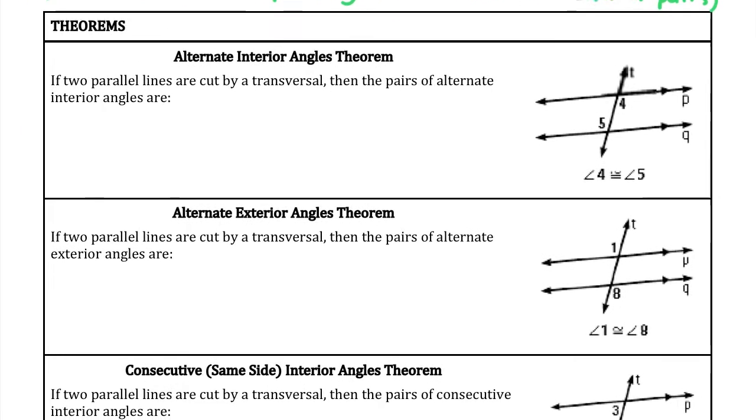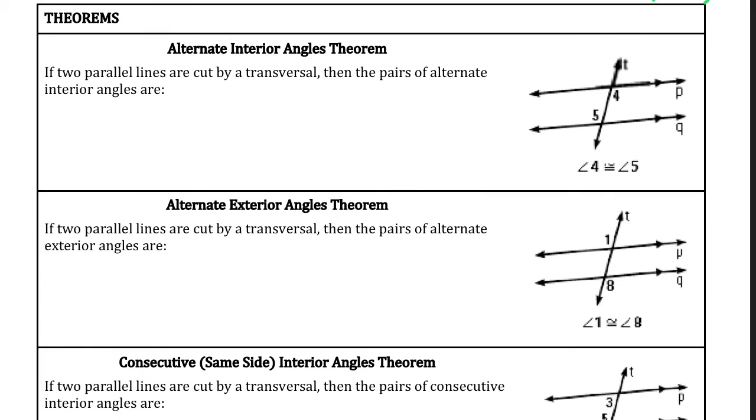So adding on to that, another property, alternate interior angles. If two parallel lines are cut by a transversal, the alternate interior angles are congruent, and I want you to write this down. Alternate interior angles are congruent. Alternate exterior angles. If two parallel lines are cut by a transversal, the alternate exterior angles are also congruent.